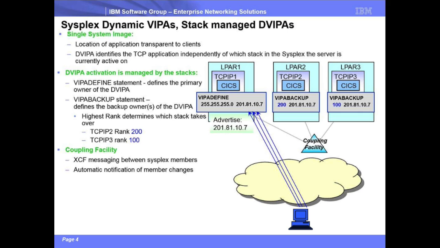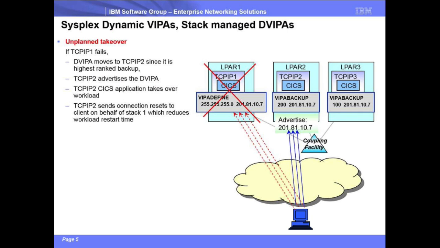As I mentioned earlier, if there is an issue with LPAR1, and this would be an unplanned takeover, then as TCP/IP1 fails and leaves the Sysplex, the DVIPA automatically moves to TCP/IP2 since it is the highest ranked backup. TCP/IP2 takes over advertisement of the DVIPA, and so now all connections flowing from, in this case, this client to the CICS application would flow to the stack on TCP/IP2.